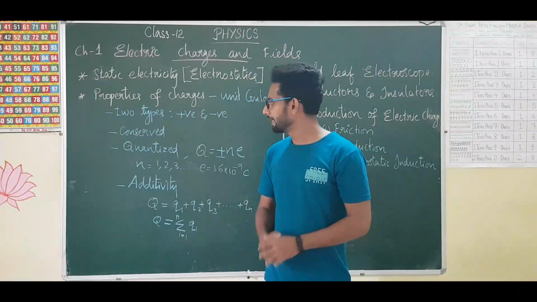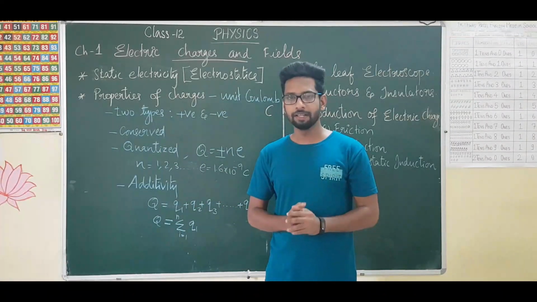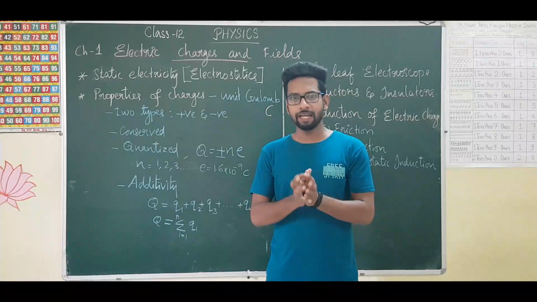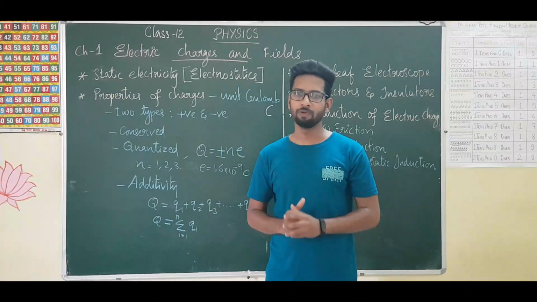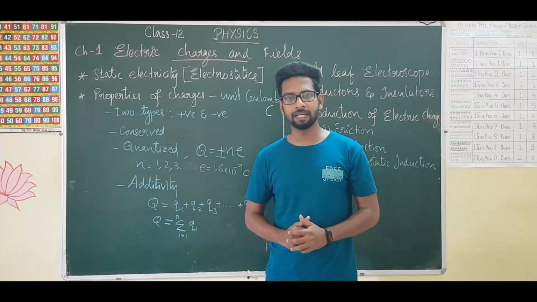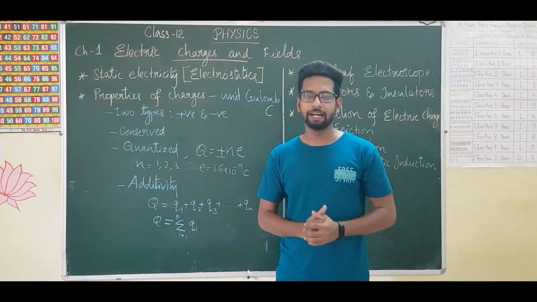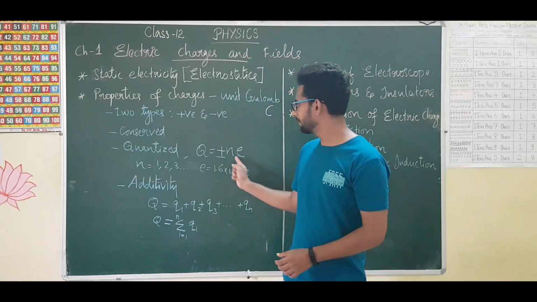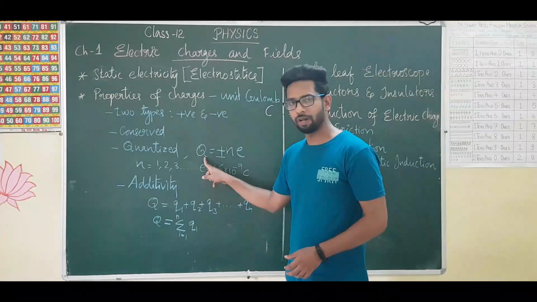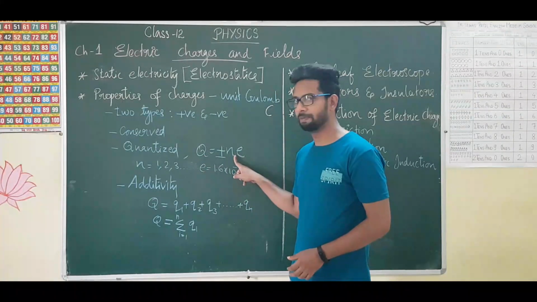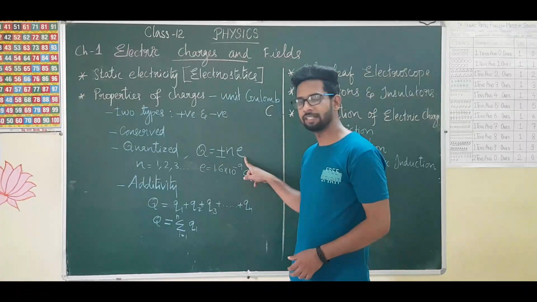The next property is that charge is quantized. What do you mean by charge is quantized? The quantization of charge means the net charge on a body is an integral multiple of the smallest possible charge. Which is the smallest possible charge? The smallest possible charge in the current universe is the charge of the electron. It is represented by e. Quantized means the net charge on a body is an integral multiple of the smallest possible charge, that is e.